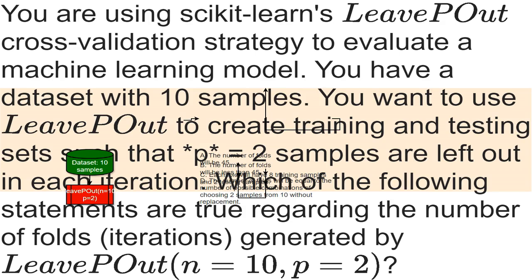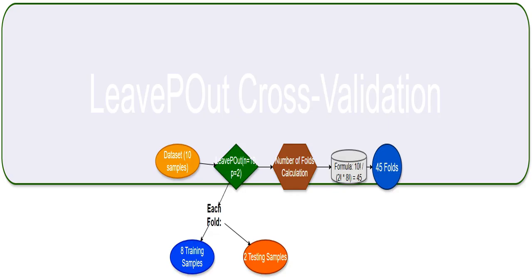This option gives a specific number of folds, 45. We need to confirm if this aligns with the calculation using the combination formula and the provided parameters, n and p. This refers to a scikit-learn function used for model evaluation. It's a type of cross-validation where p samples are left out for testing in each iteration, ensuring that every sample gets a chance to be in the test set.